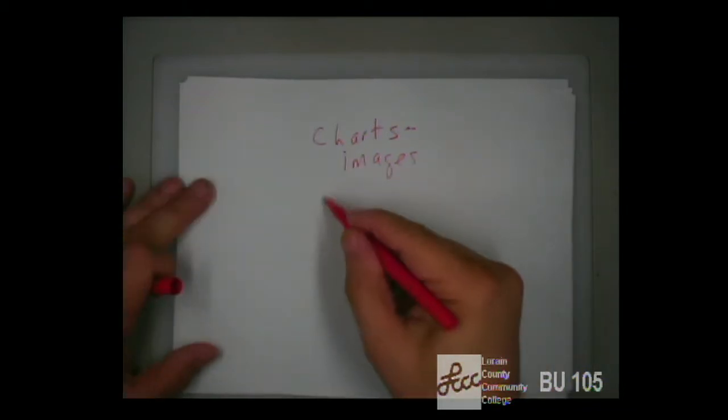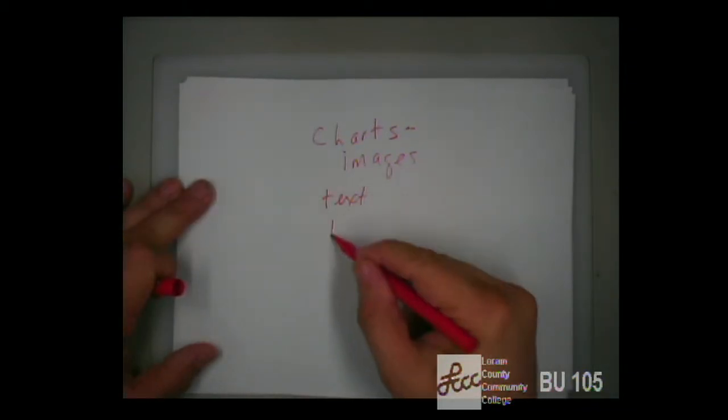What's another kind of content that can appear on a web page? Text, all right. Buttons.